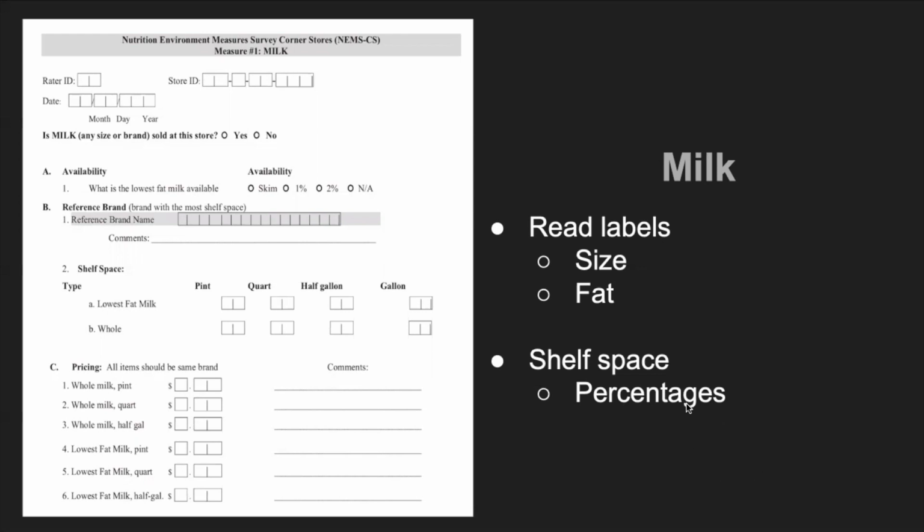And shelf space is also a question on here. It's under B number 2. Just put these in percentages. They're just your best guesstimate, and I want to see percentages. So like maybe 25% of the shelf space is dedicated to whole gallons.